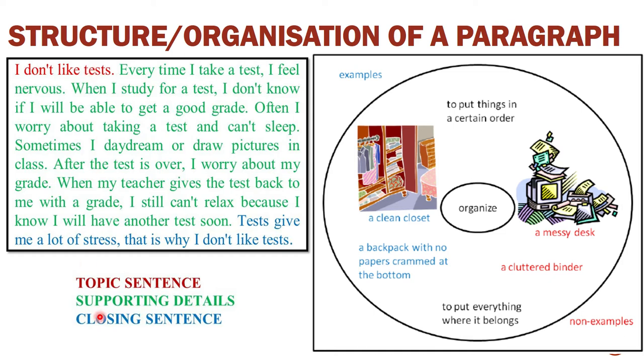So what we come to know is that a paragraph is made up of, or arranged in, three parts: topic sentence, supporting details, closing or concluding sentence. Apparently, it seems very easy to write a paragraph, but it's not that easy. It's very technical. So if your paragraph is right, then your essay will automatically be right. Okay.